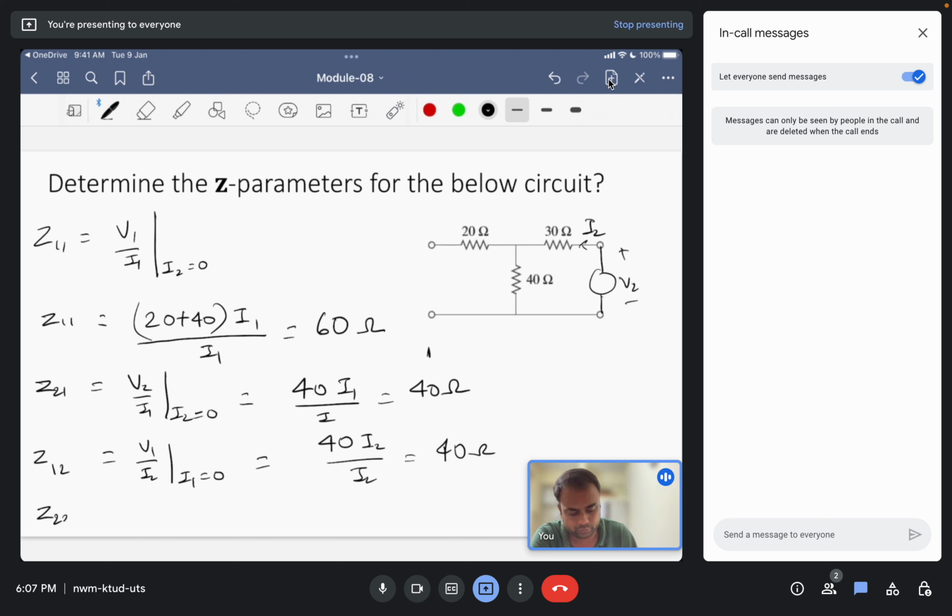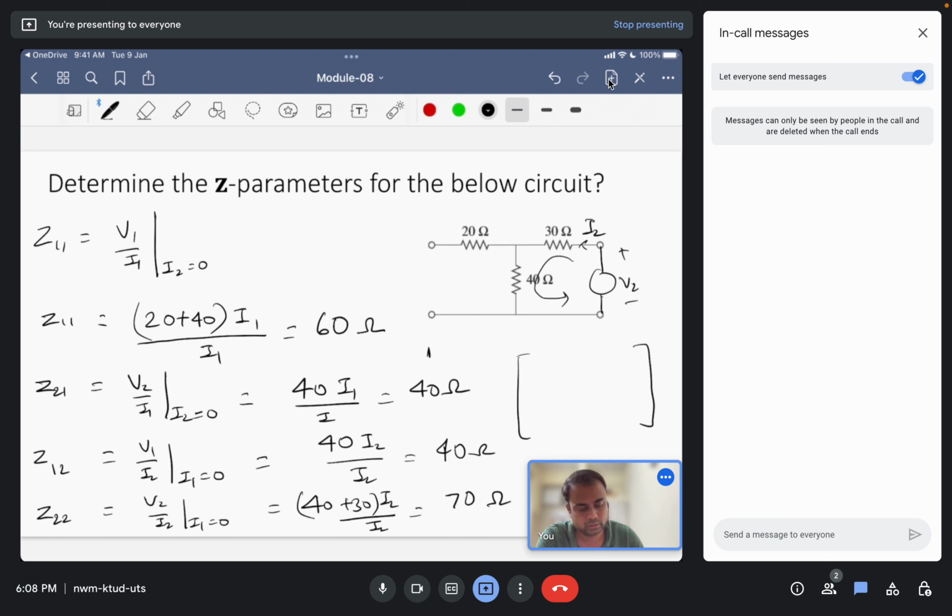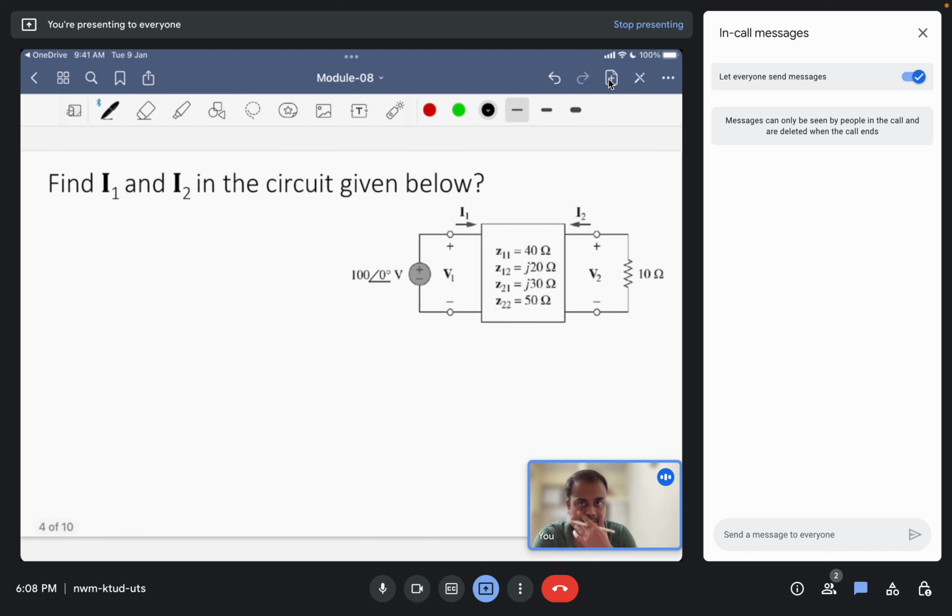And finally Z22, that is V2 by I2 at I1 equals to 0. So V2 will be the total potential drop here. So 40 plus 30 times I2 divided by I2, it is 70 ohms. So you can write it in a matrix form. Z11 is 60, Z12 is 40, and Z21 is also 40, and this is 70. So this is the Z matrix, Z parameters. Okay, so let us move to the second problem.